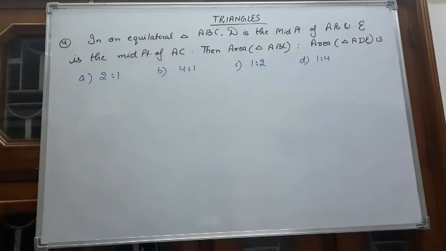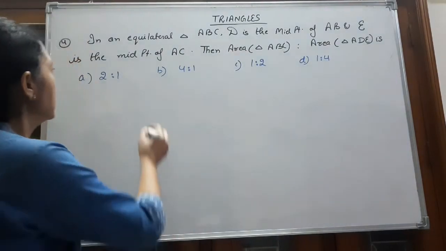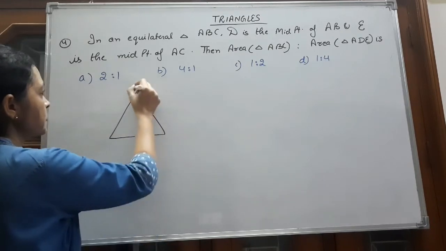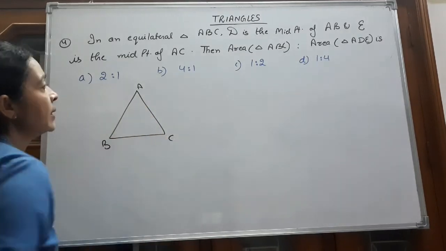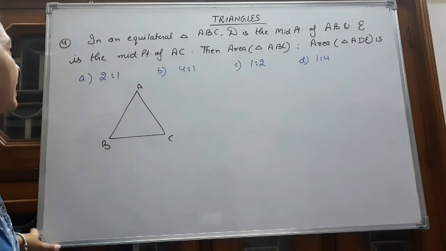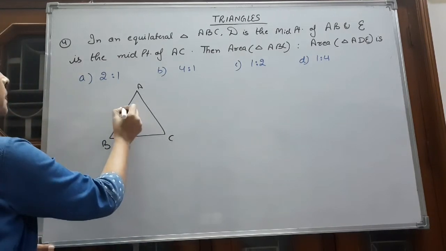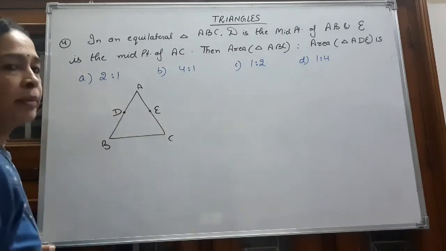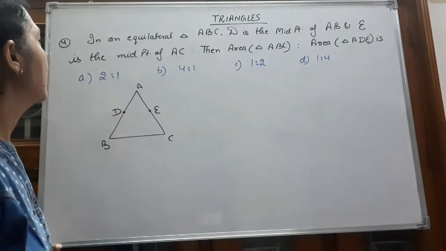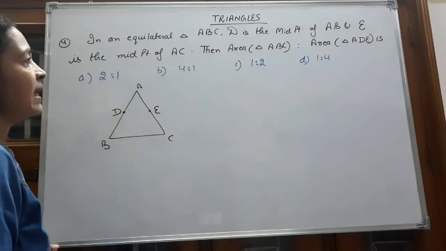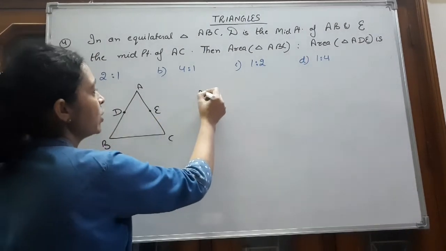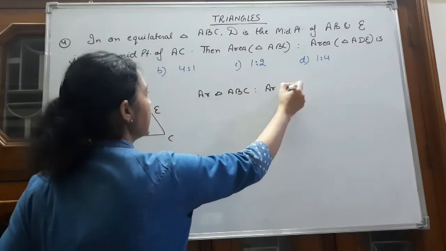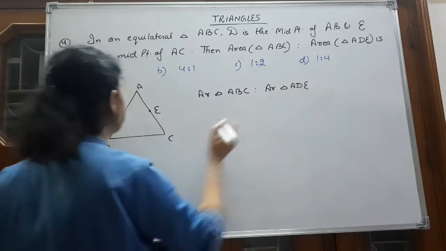In an equilateral triangle ABC, D is the midpoint of AB and E is the midpoint of AC. We have D here and E here. Both are midpoints of AB and AC. Then we have to find the area of triangle ABC to the area of triangle ADE.